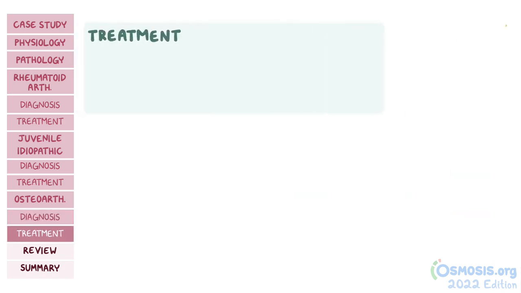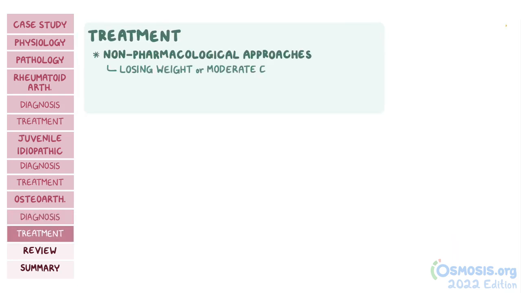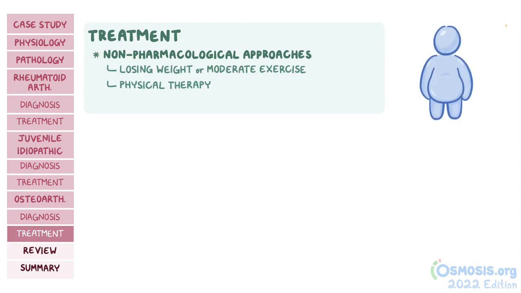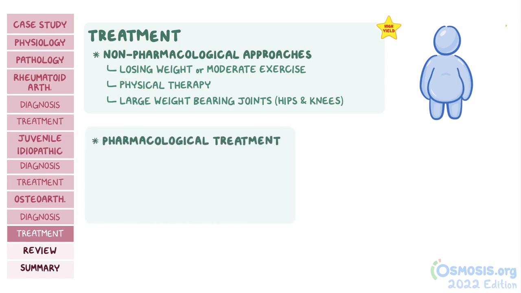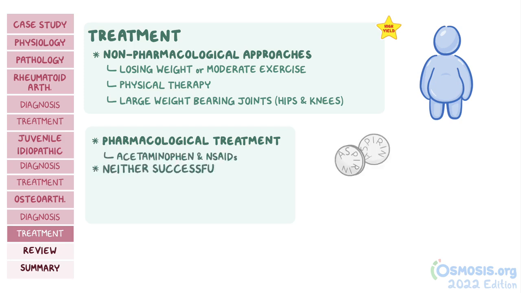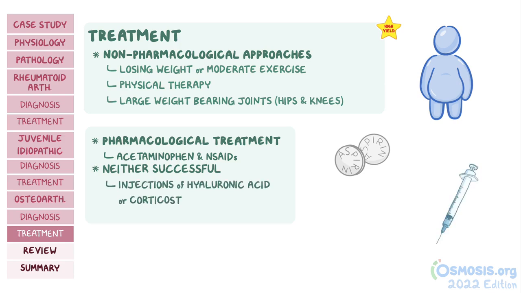Treatment of osteoarthritis can involve non-pharmacological approaches like losing weight or moderate exercise, as well as physical therapy. This can be especially important when large weight-bearing joints like the hips and knees are affected. Pharmacological treatment focuses on reducing pain and inflammation, and it usually consists of acetaminophen and NSAIDs. If neither of these are successful, some people might benefit from injections of hyaluronic acid or corticosteroids into the joint, or may need surgery to replace the affected joint.